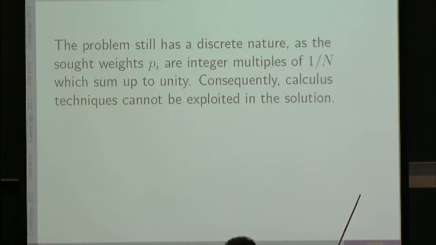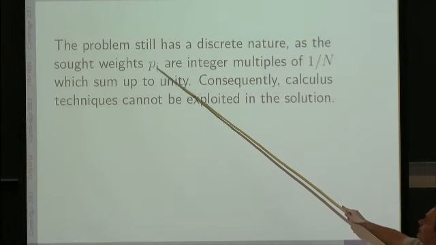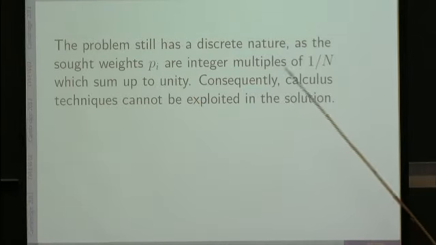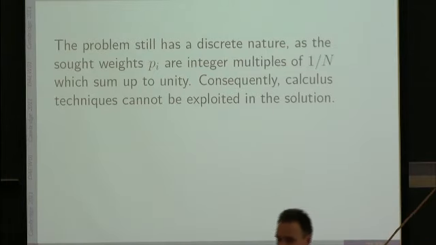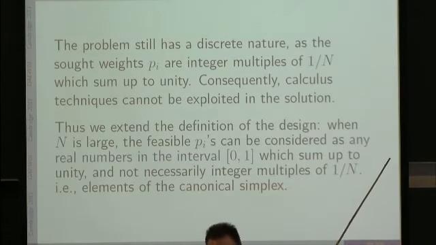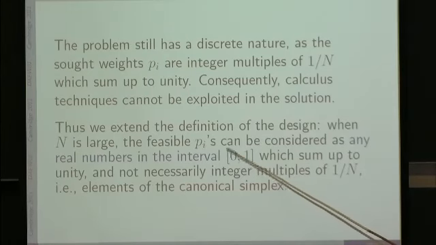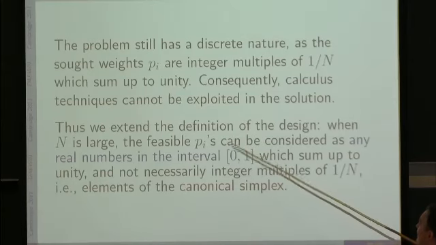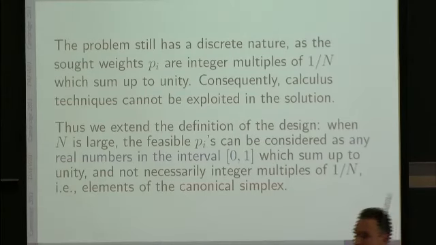And the question is how to deal with this problem. Well, unfortunately, the quantities, the weights we have here are integer multiples of the reciprocal of the total number of sensors. So we have to deal with a combinatorial problem, which is not very easy to solve. So the usual procedure is to relax this assumption. Instead of discrete values of p_i, we relax the problem and we consider as weights all numbers from the interval from 0 to 1. And the weights form in this way the so-called canonical simplex.